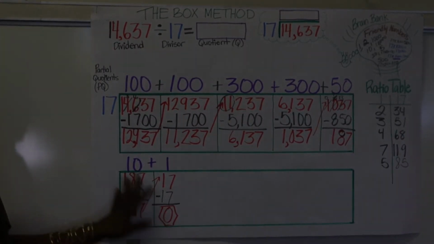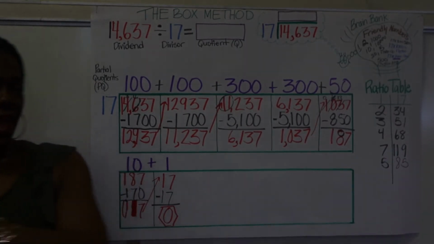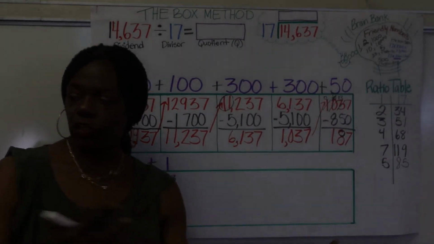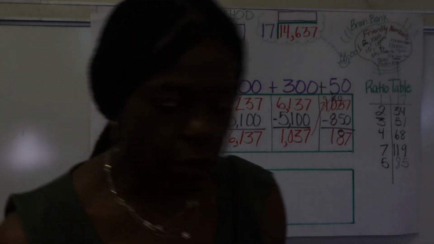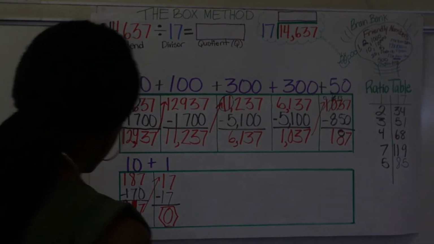Yeah, we did. So now in order to get our quotient, what do we have to do now? Add all the partial quotients. All the PQs. Go. On your board. Tell me what it is.